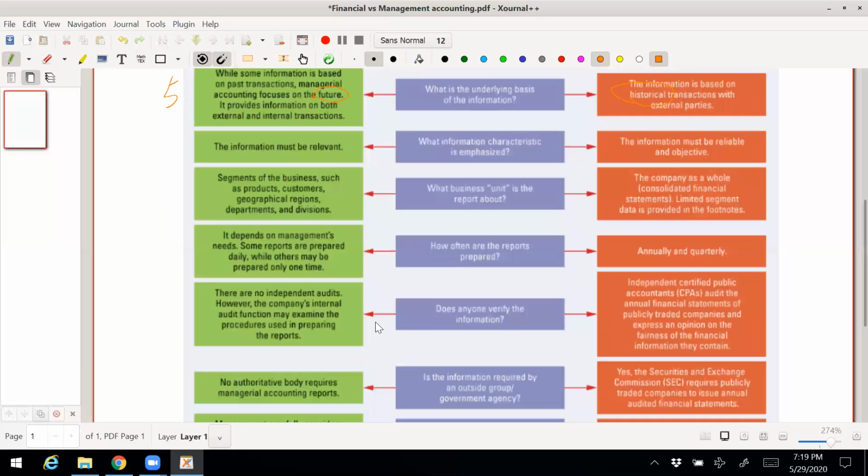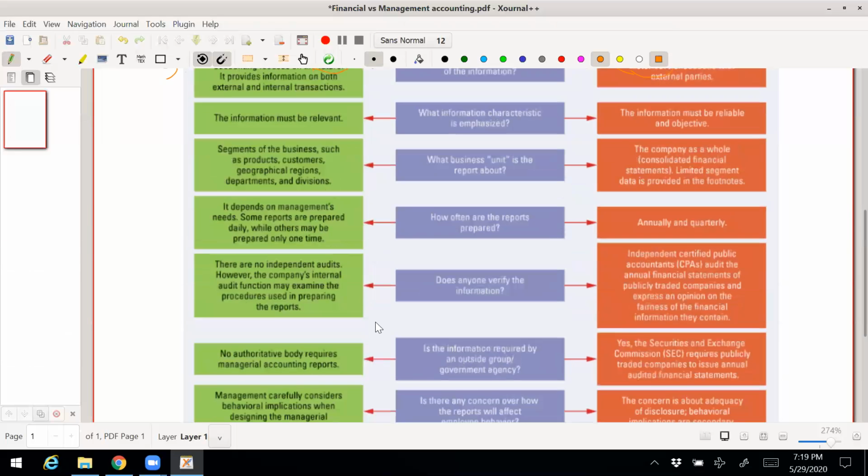Next one, part 6. Well, there are so many differences. What are the characteristics emphasized? Financial accounting talks about being reliable and objective. You have to be reliable and objective because investors base their judgment on the information. For managerial accounting, we basically focus on whether it's relevant, yes or no. We focus on relevance.